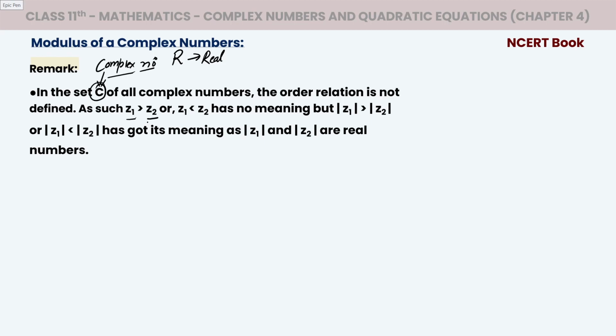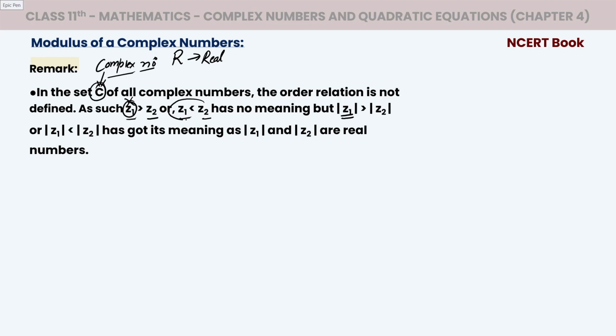The order relation is not defined as such: Z1 greater than Z2, or Z1 less than Z2, has no meaning. अगर आपने लिखा Z1 greater है Z2, इसका कोई meaning ही नहीं होता. So what is the meaning? It means the modulus is greater or less. Are you getting it, friends? कभी भी Z1 greater than Z2 हो ही नहीं सकता. तो आपको क्या लिखना चाहिए? Modulus, मतलब उसकी जो value होगी वो value greater हो सकती है या less हो सकती है.